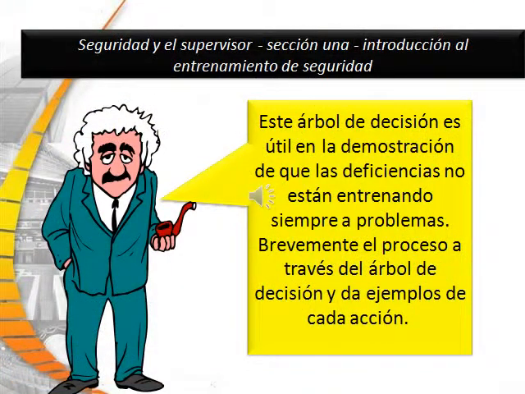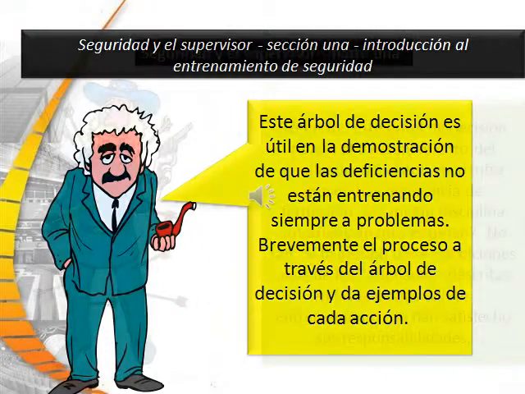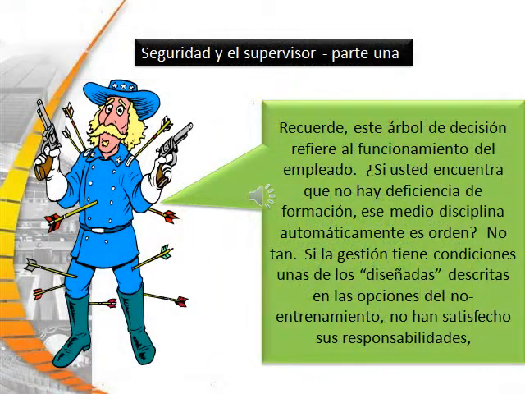The decision tree is useful in demonstrating that deficiencies are not always training issues. Briefly process through the decision tree and give examples of each action. Remember, this decision tree refers to employees' performance.